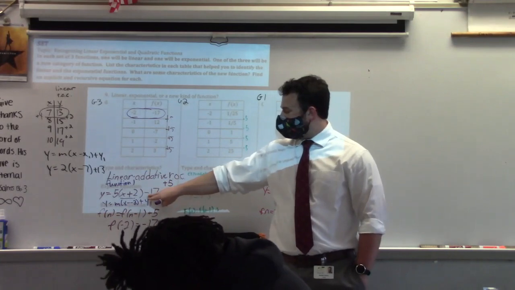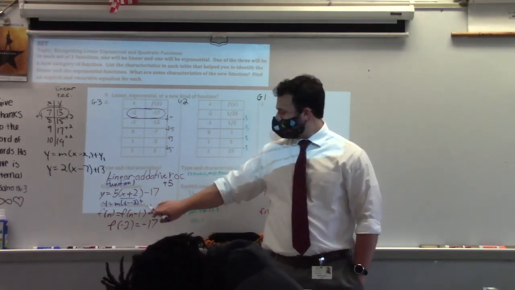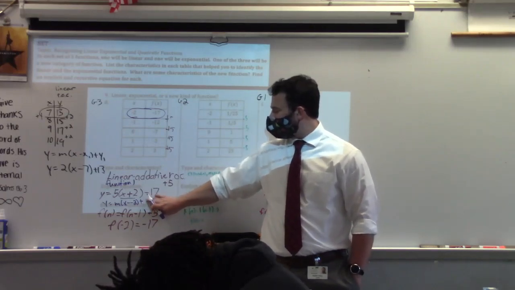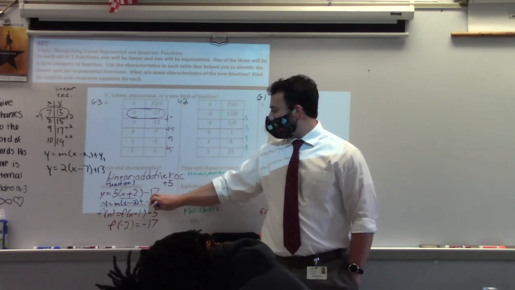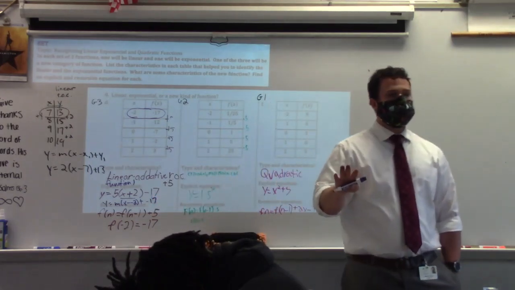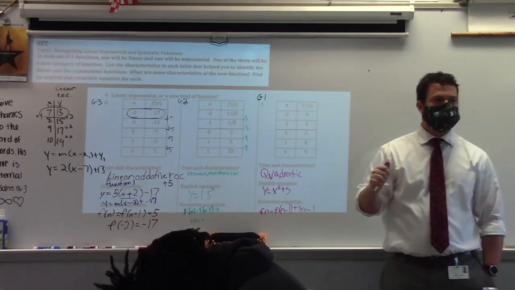Similarly, why is this minus 17 when it says plus y1? Because we're adding a negative 17, right? And so instead of adding a negative, we just subtracted. Any questions at this point? We good with that? All right.